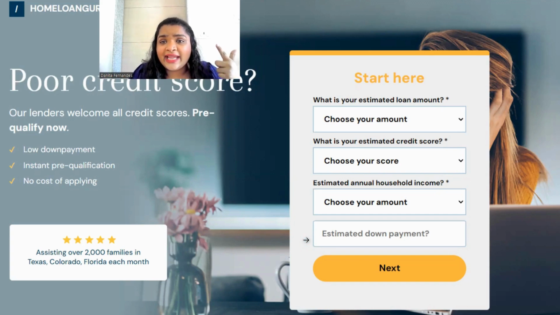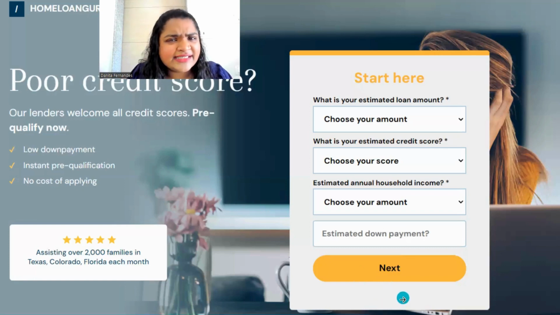Is this CTA promising any benefit? I don't see any benefit in the word next. Is this CTA personalized? No, it's bland and generic. This page, this button doesn't have the elements of a high converting CTA. This CTA is lazy and not working hard. What should we do? Let's make it work harder.